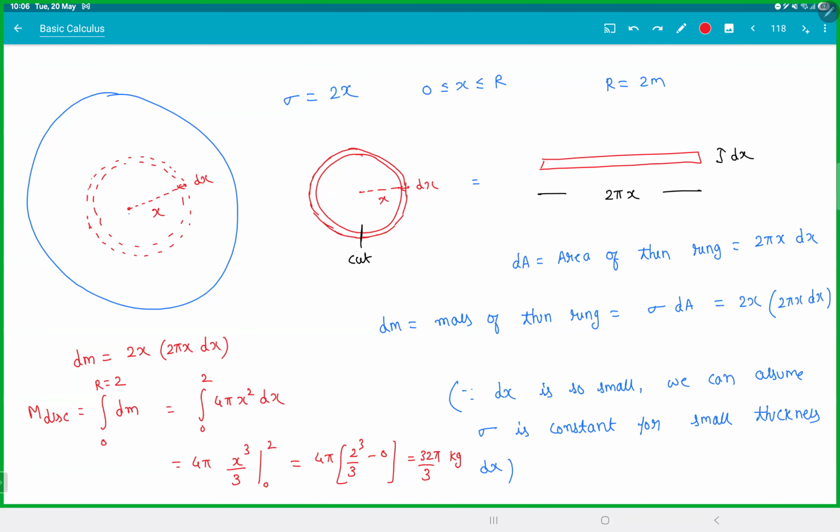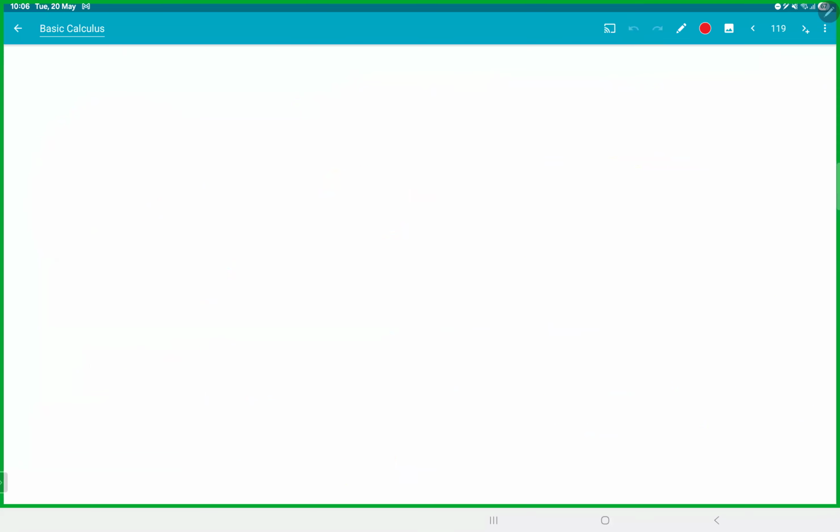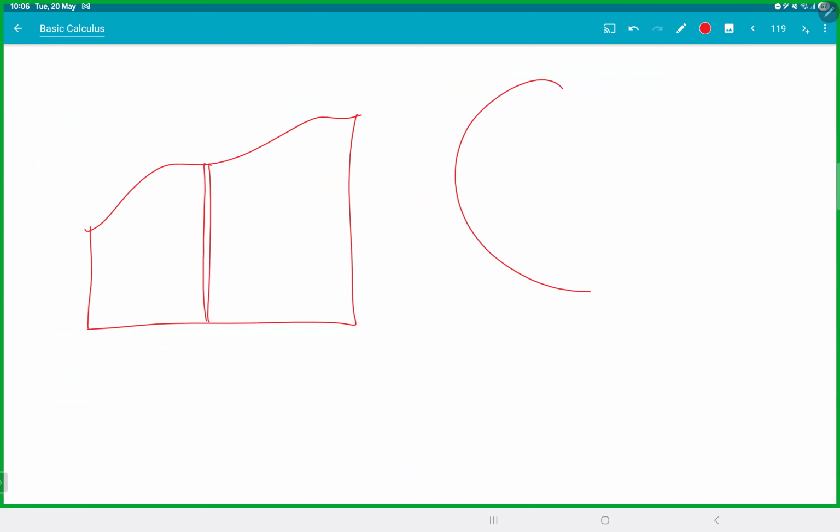But did you guys understand what I did? Again, look at the context. The disk's mass is changing everywhere. I can't directly say sigma into area. So what did I do? In the same way, the curve's y coordinate is changing everywhere, so I can't say y into x. So what did I do? I took a small slice. So here I took a small ring.